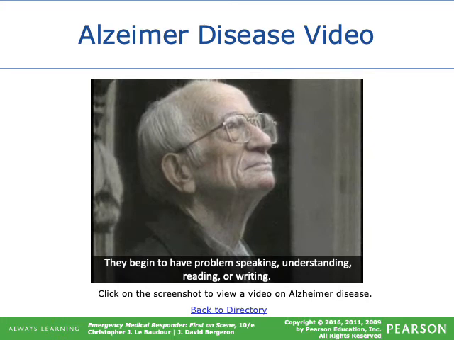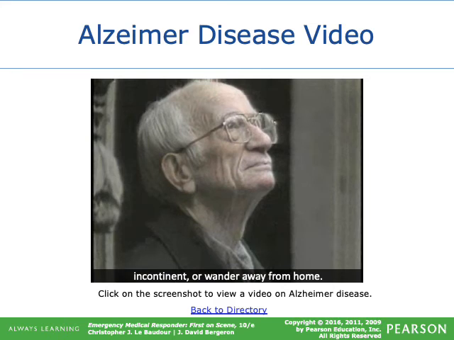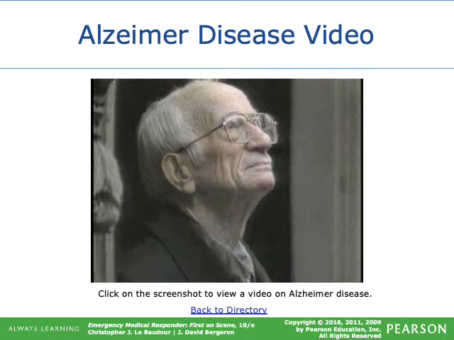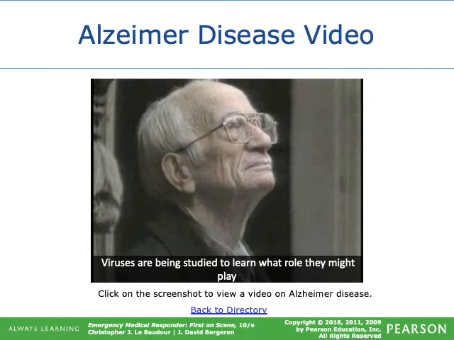Later on, people with this disease may become anxious or aggressive, incontinent, or wander away from home. Eventually, patients need total care. The cause of AD is not known, and there is no cure. Suspected risk factors include age, family history, diet, and environment. Viruses are being studied to learn what role they might play in the development of this disease.